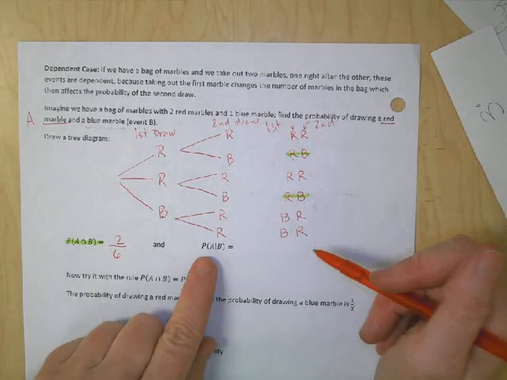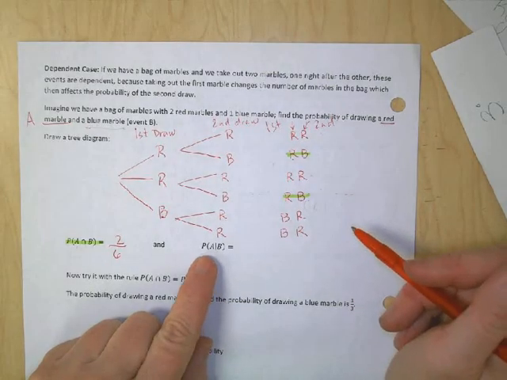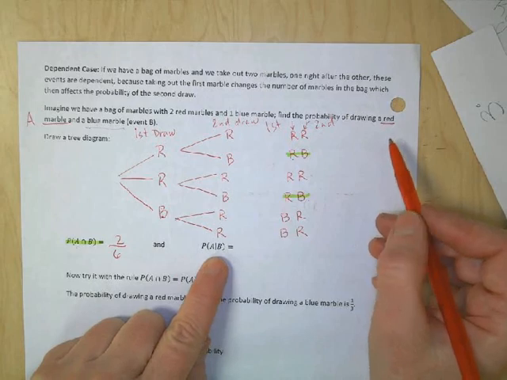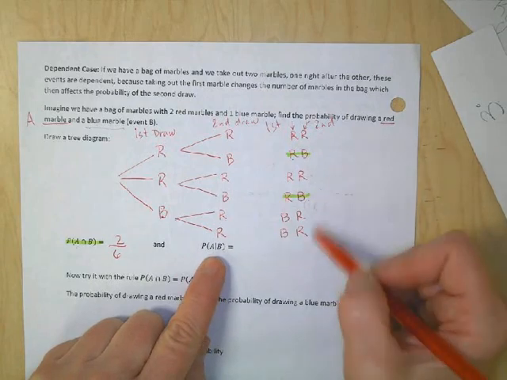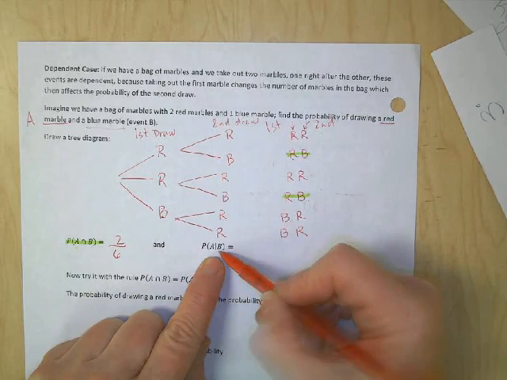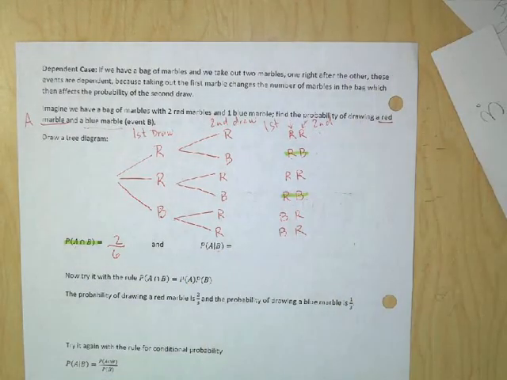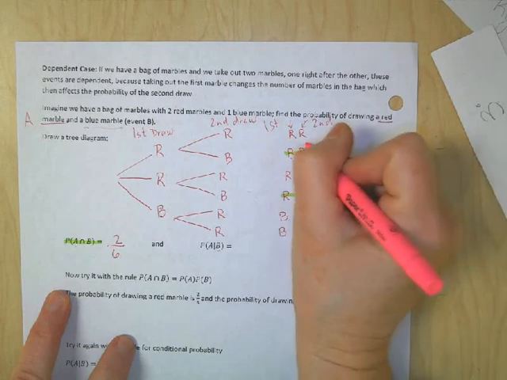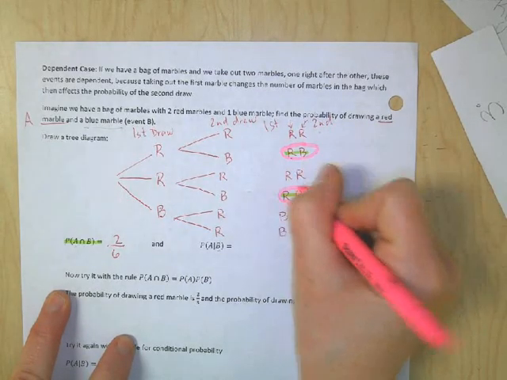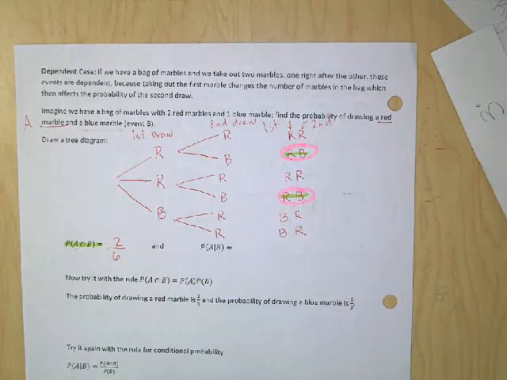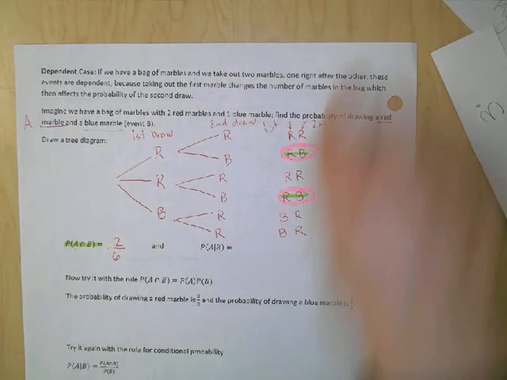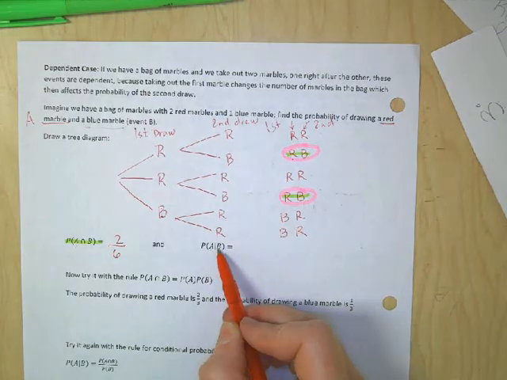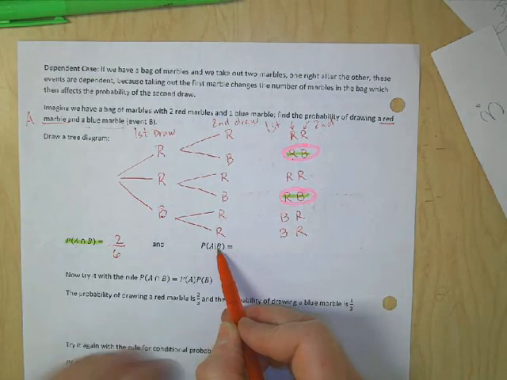Okay, what's the probability of getting a red marble given that I've already pulled a blue marble? Okay, so I'm only going to look at the situations where I have a blue marble on the second draw. So here I have a blue marble on the second draw, and here I have a blue marble on the second draw. So what's the probability that I would get a red marble on the first draw, given that I've already drawn a blue marble on the second draw?